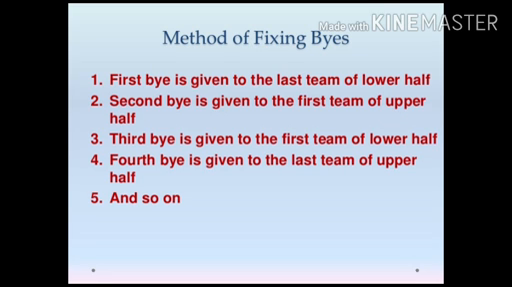If the total number of teams is 11, the following method is applied to fix byes. The first bye will be given to team 11, the second bye to team 1, the third bye to team 7, the fourth bye to team 6, and the fifth bye to team 10. So this is how we give the byes. I will tell you afterwards why this procedure is followed.